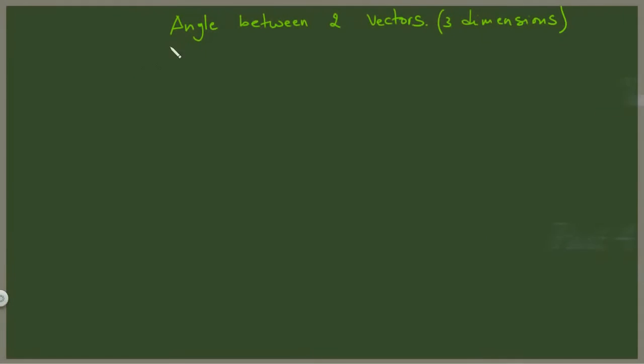Hi, welcome back. In the previous video, we had two vectors in two dimensions. We had an xy coordinate system, with x and y, and two vectors in it, one going this way and another going that way. Between the two vectors we have an angle.